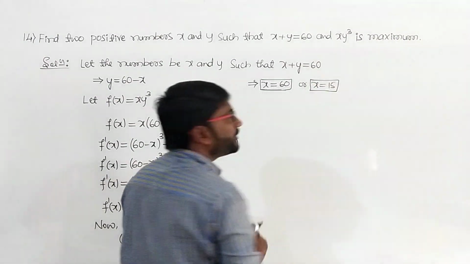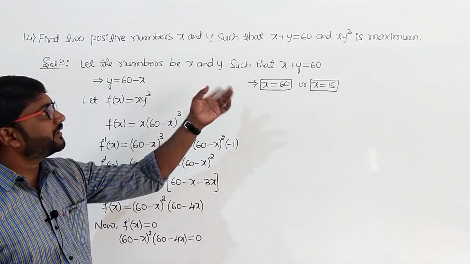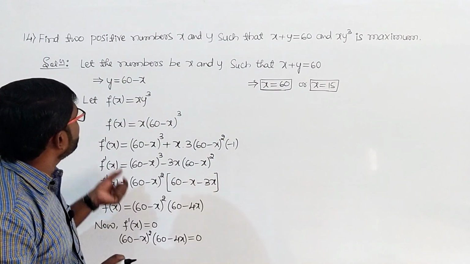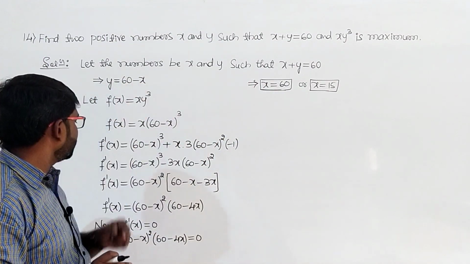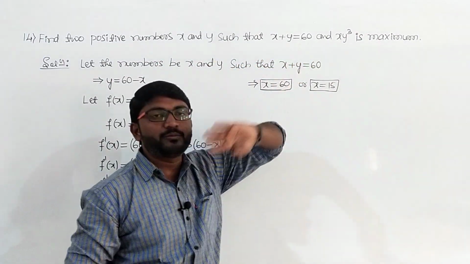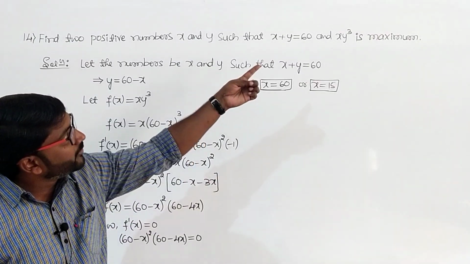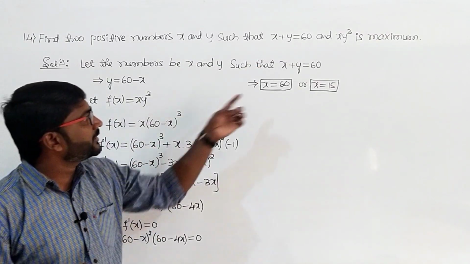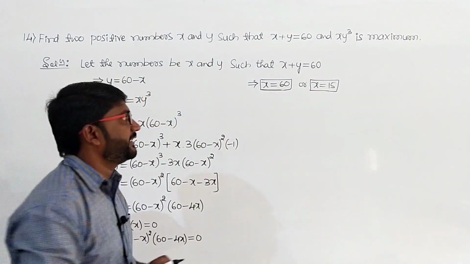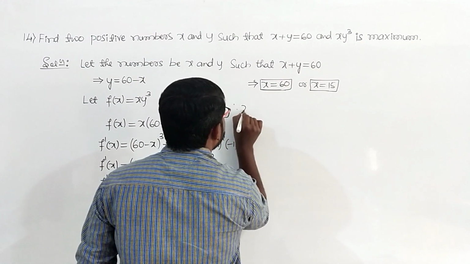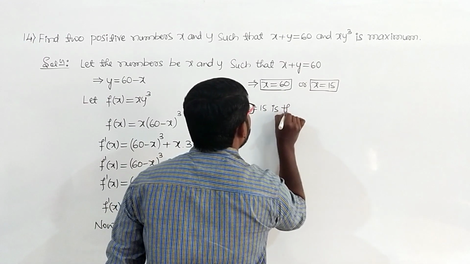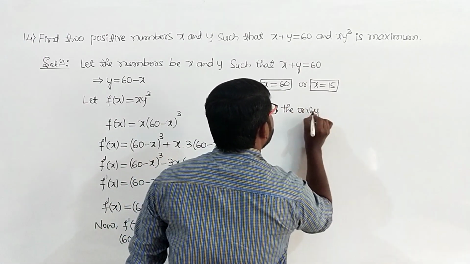Now which one are we going to consider, whether 15 or 60, that we have to analyze. If you take x equal to 60, here you get 60 minus 60, that means y becomes 0. If y becomes 0, the product x into y cube will be 0. But we are looking for x into y cube to be maximum, so we are not supposed to take x equal to 60. So we have to take x equal to 15. Therefore x equal to 15 is the only critical point.